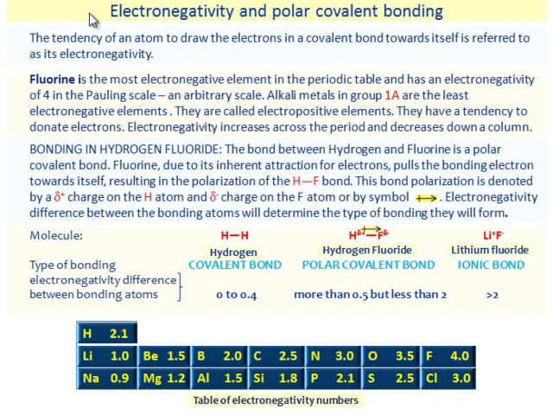Electronegativity and polar covalent bonding. The tendency of an atom to draw the electrons in a covalent bond towards itself is referred to as its electronegativity.